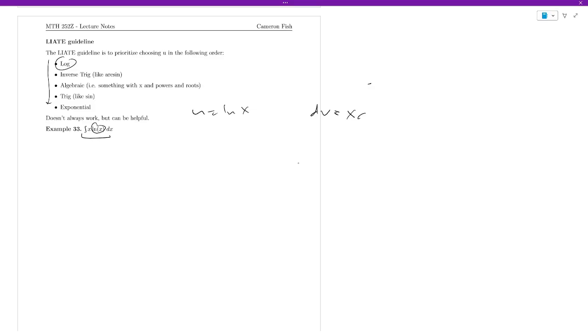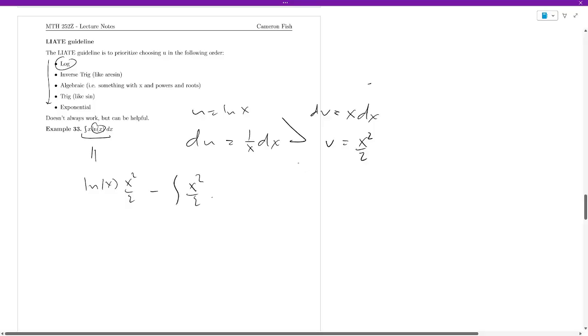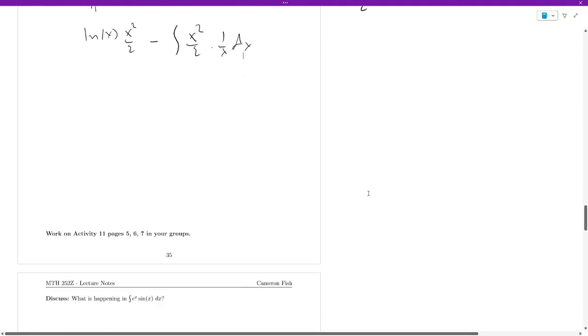dv would have to be the rest of it, x dx. And then we find our du, it's the derivative of this, 1 over x dx. And then v here would be the antiderivative, so x squared over 2. Now I do my zigzag. So the antiderivative equals u times v, so log x times x squared over 2 minus the antiderivative of v du. So that's x squared over 2 times 1 over x dx. So I think we had the same setup before. That's going to end up working out. Okay, cool.